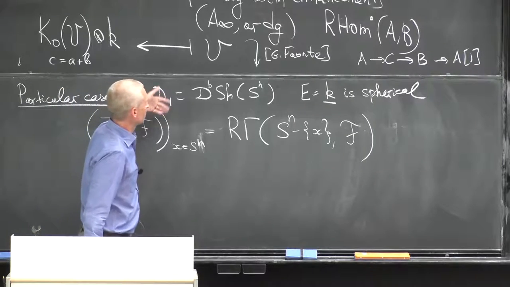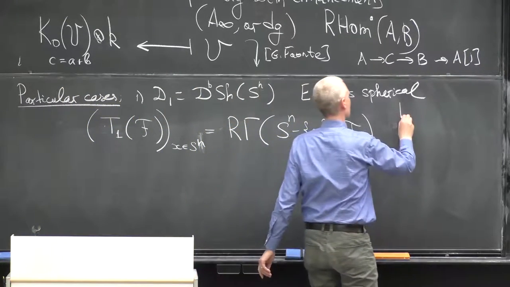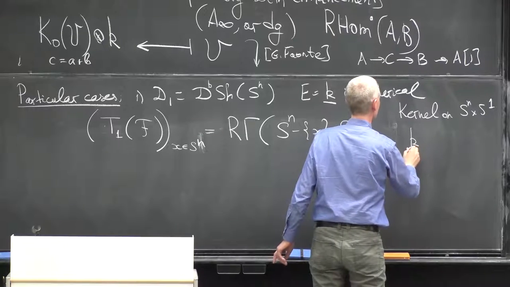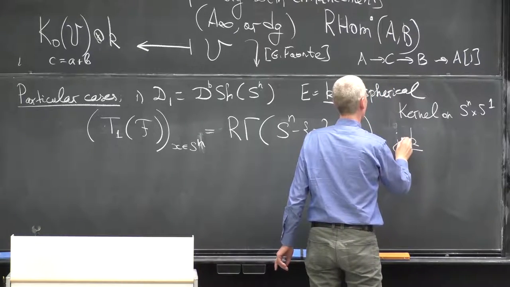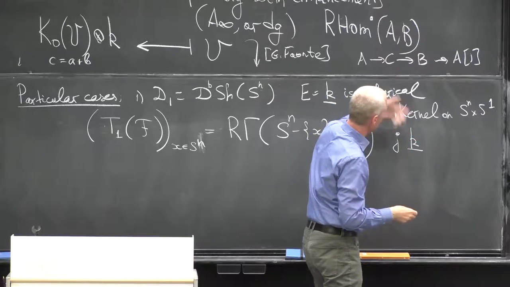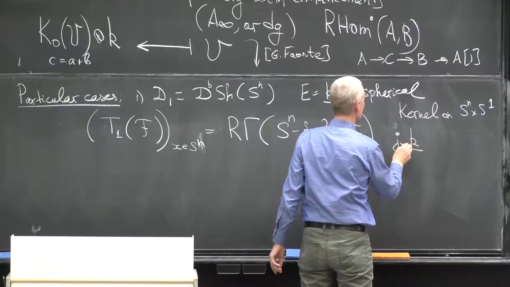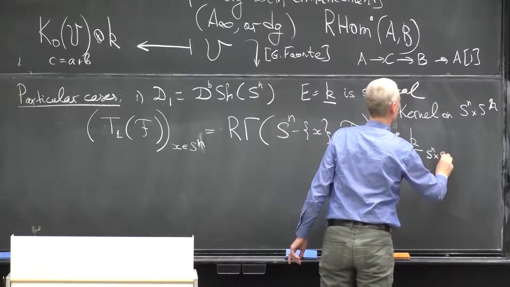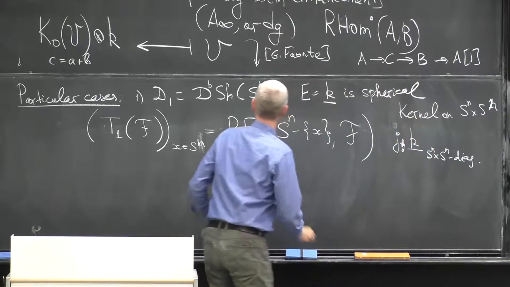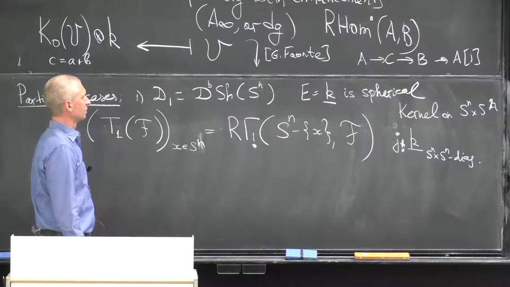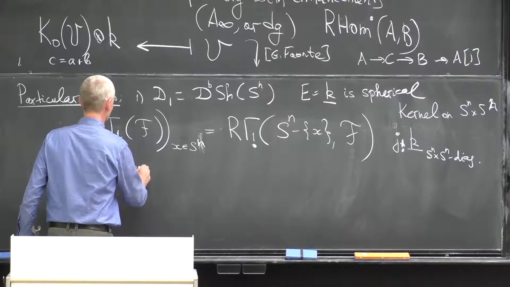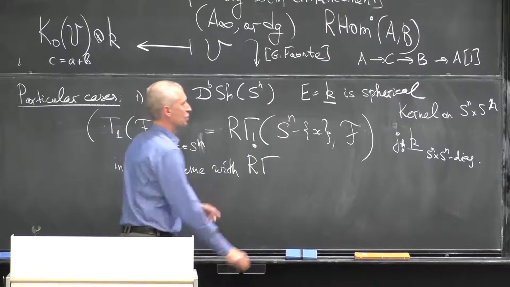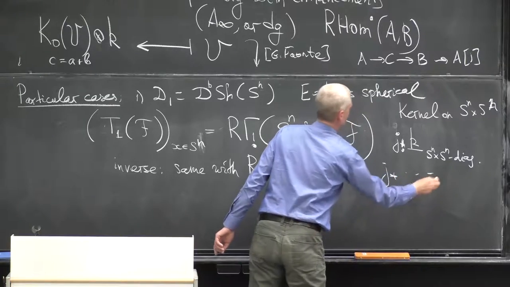Because if you write this shift by kernel, so the corresponding kernel on S^n times S^n would be the constant shift, let's say j, there are two versions, j lower star and j factorial, that will be inverse kernels to each other. Let's say j factorial K of S^n cross S^n minus diagonal. So let me write RΓ factorial. And the inverse, same with RΓ, it would be j lower star.